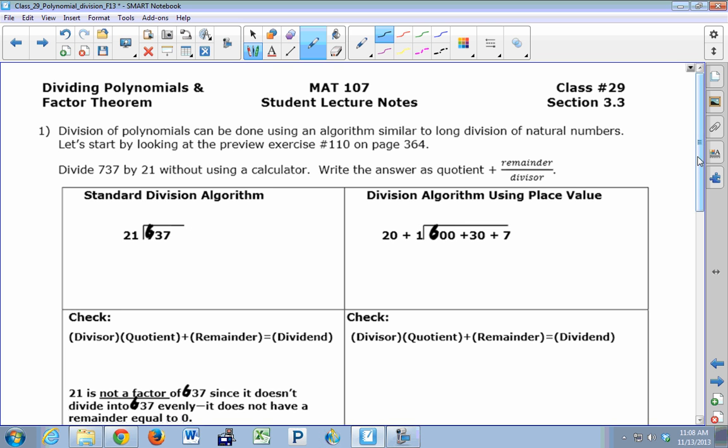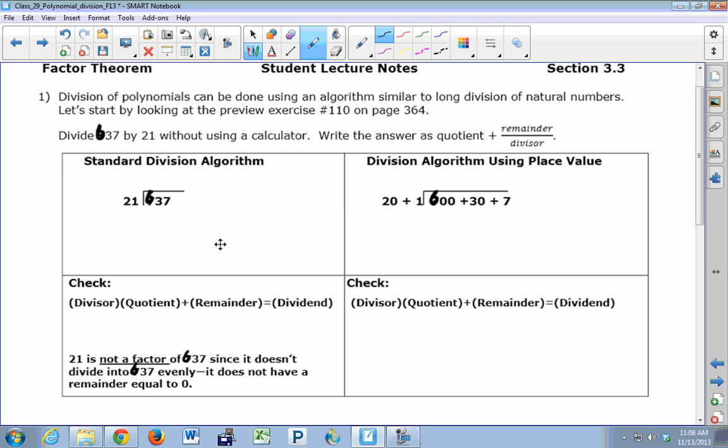So let's take a look at this first problem. We want to do 637, so you may want to change that on your lecture notes. I tried to get all the sevens changed to sixes, but I forgot that one. Okay, so 637 divided by 21. We want to write the answer as a quotient with the remainder divided by the divisor as our fraction left over. Okay, so I want to mimic for you what most of us learned as an elementary school child.